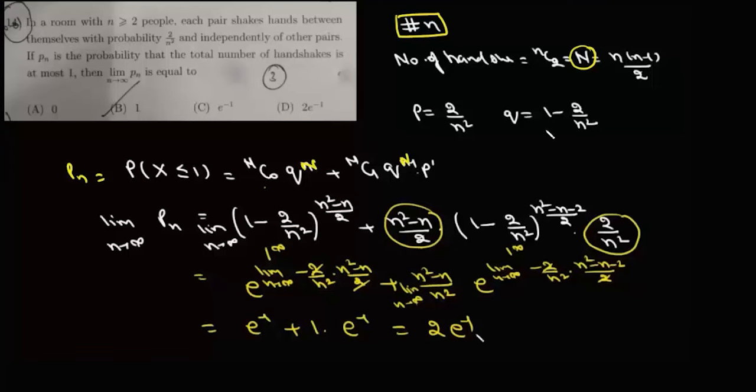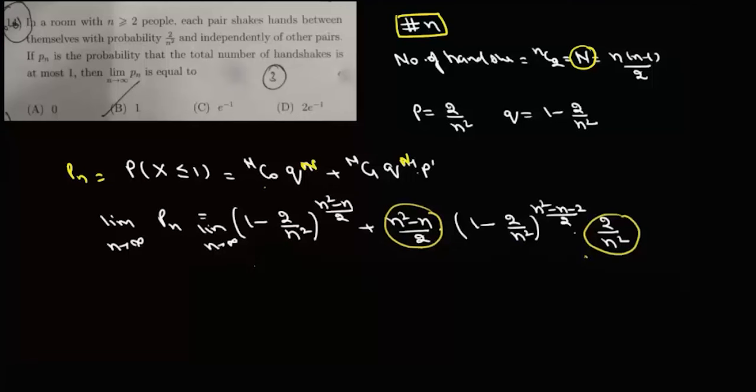Now q is 1 minus 2 upon n square. So it will be (1 minus 2 upon n square) to the power n(n minus 1) by 2, plus capital NC1 is N, which is n(n minus 1) by 2, and then into q to the power N minus 1. So it will be (1 minus 2 upon n square) to the power (n(n minus 1) minus 2) upon 2 into p, which is 2 upon n square. Now I'll actually solve this limit part.